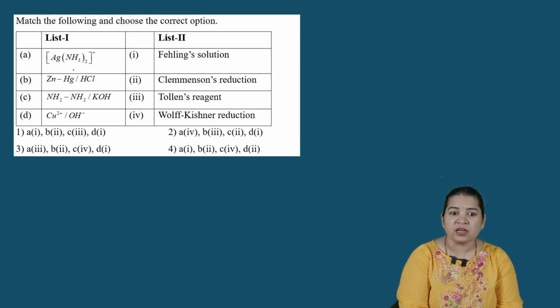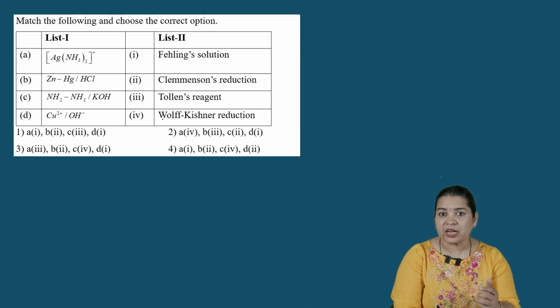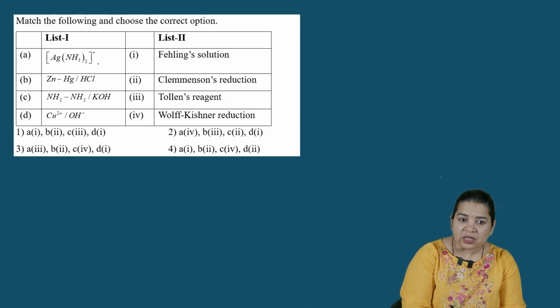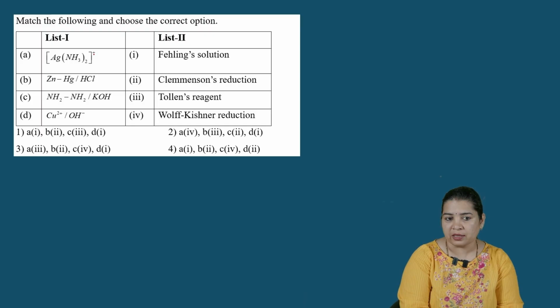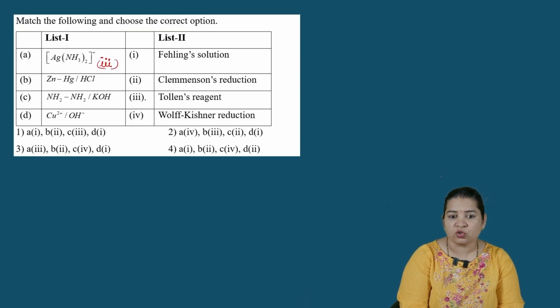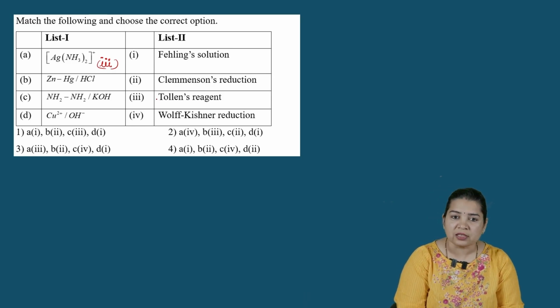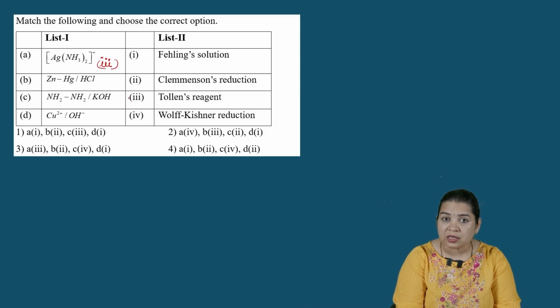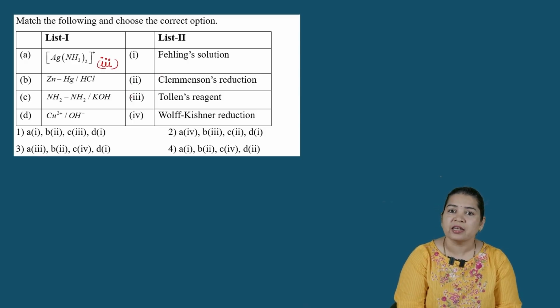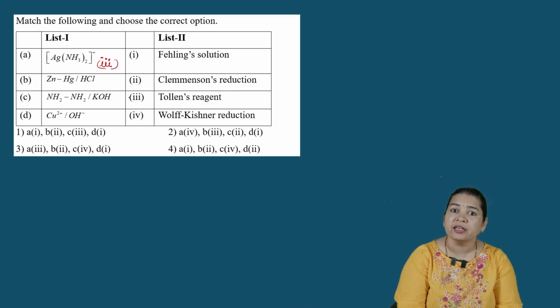Now see, this first question has various reagents in list 1 and the reactions in which they are used, with their names, in list 2. So the first reagent is diamine silver 1 cation. This is the famous reagent used in Tollens test. So this should match with the third, Tollens reagent. Where do we use Tollens test? To differentiate between aldehydes and ketones, right?